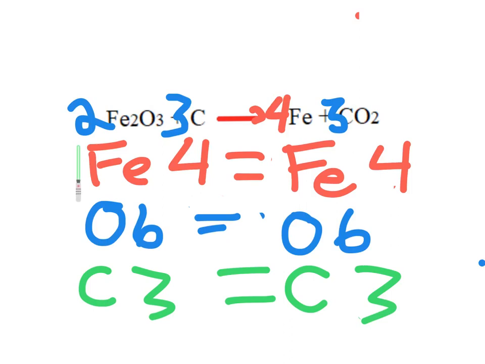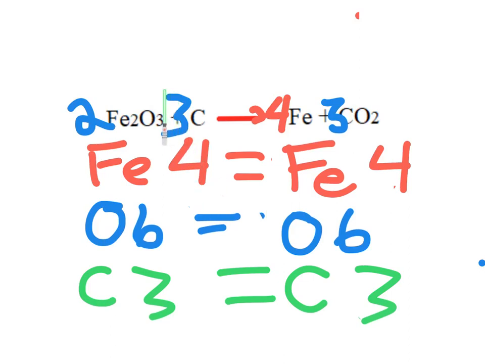On our left side, we have 2 times 2, 4 iron atoms. On our right side, we have 4 times 1, 4 iron atoms. On our left side, we have 2 times 3, 6 oxygen atoms. On our right side, we have 3 times 2, 6 oxygen atoms.